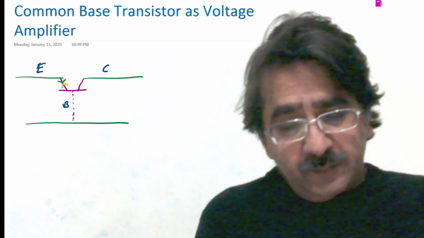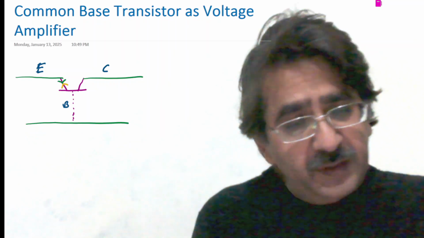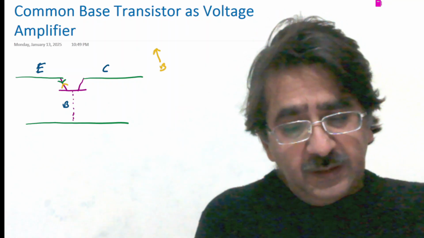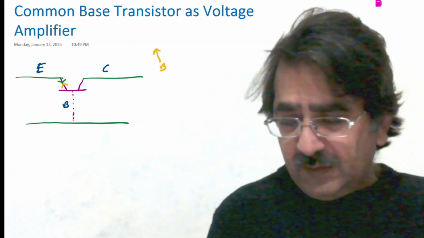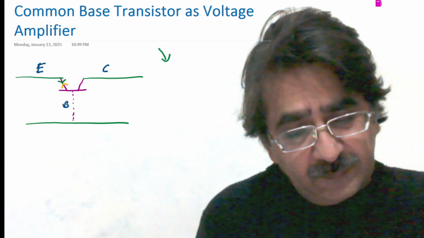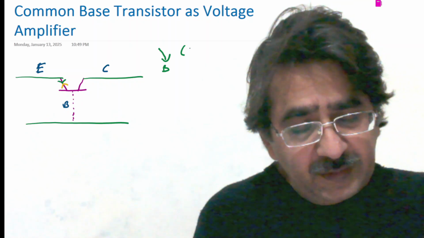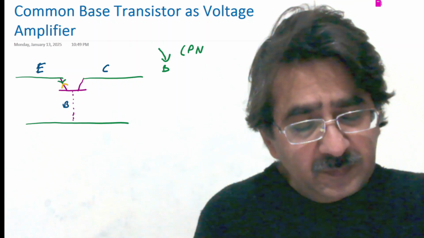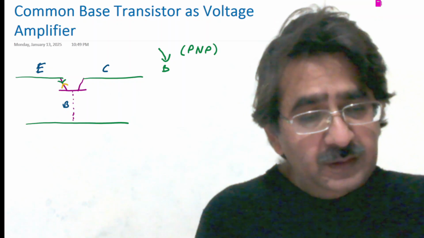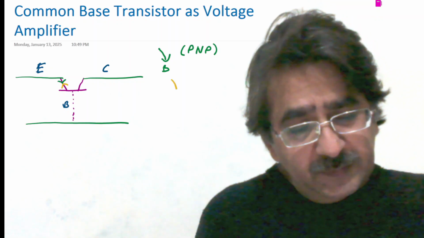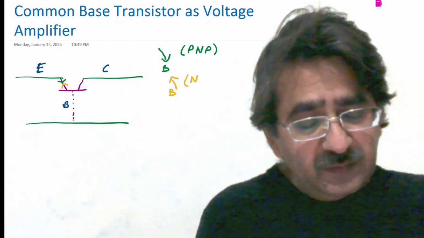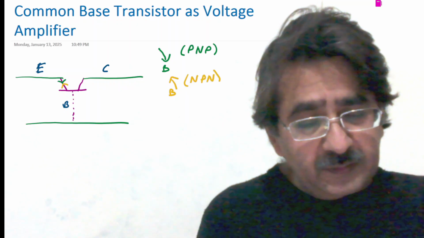If the arrow is away from the base, firstly I consider that if the arrow is toward the base, then that will be defined as a PNP transistor. If the arrow is away from the base, then that transistor will be an NPN transistor.